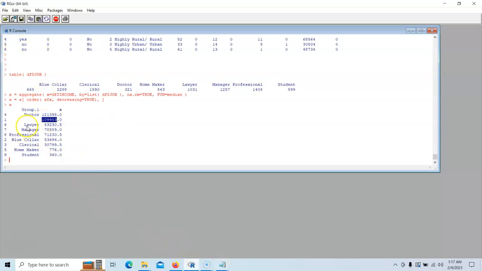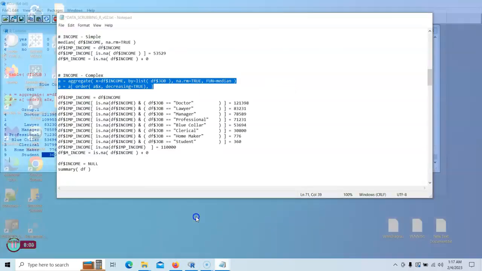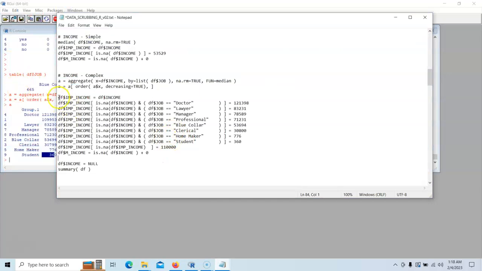Okay, now lawyers make $83,000 on this list. Managers, professional people, blue collar, clerical workers, homemakers, and students. So what could we do with this? Well, what we could do is, again, the first thing we do is we take income and we copy it into our imputed income variable.